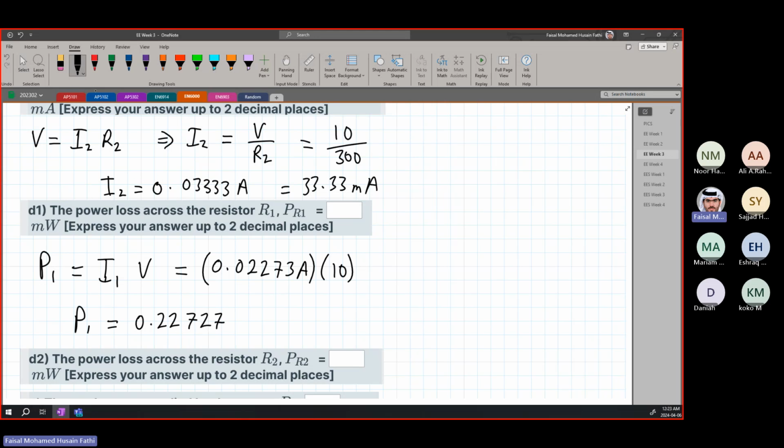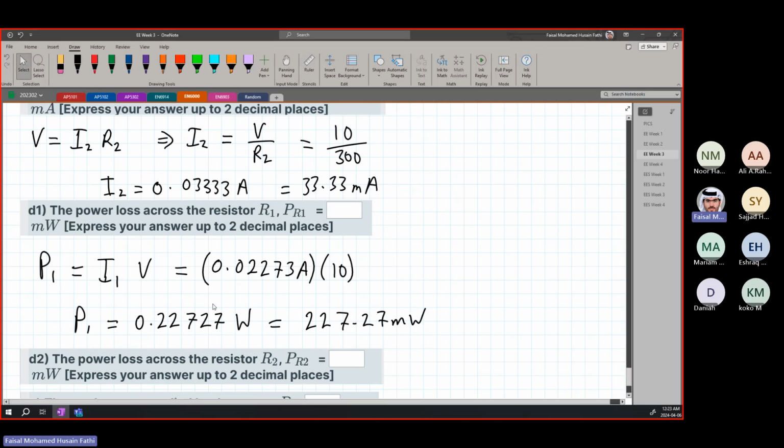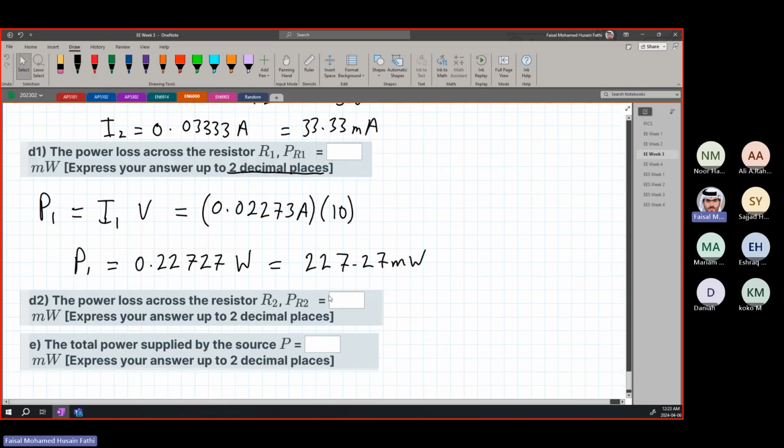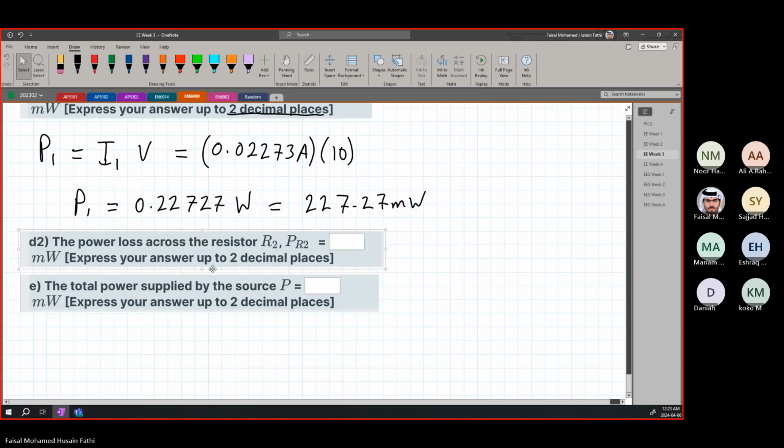0.22727 watts. Again, we want this in milliwatts, so it is going to be 227.27 milliwatts. The reason I added the extra digits is that I was going an extra decimal, because we wanted the final answer up to 2 decimal places.